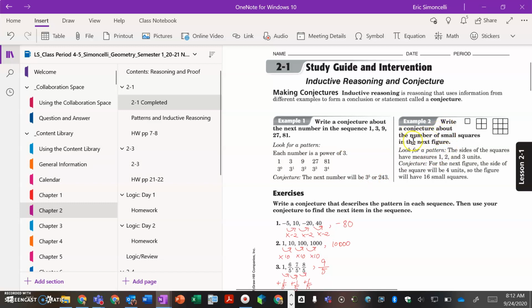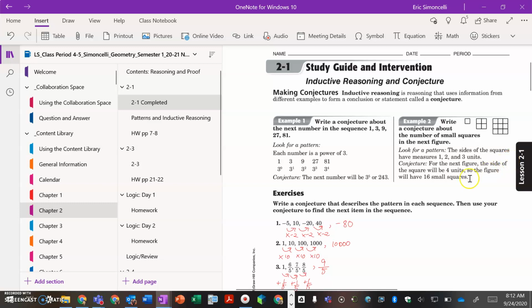Example 2. Write a conjecture about the number of small squares in the next figure. So again, we want to look at the specific cases and generalize to get our conjecture, our educated guess. Looking for a pattern, the sides of the squares have measures of 1, 2, and 3 units. The next, I would argue, pretty obviously would be what? A four-sided square. So it would be what? 16 small square units, if you were to draw that out and look at each respective square on its own.